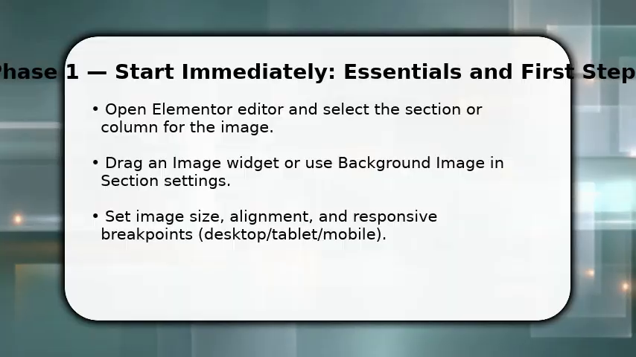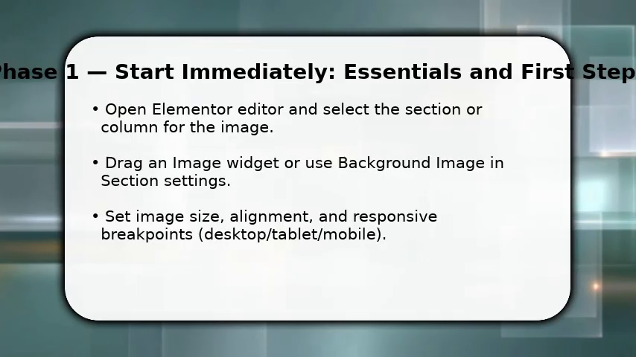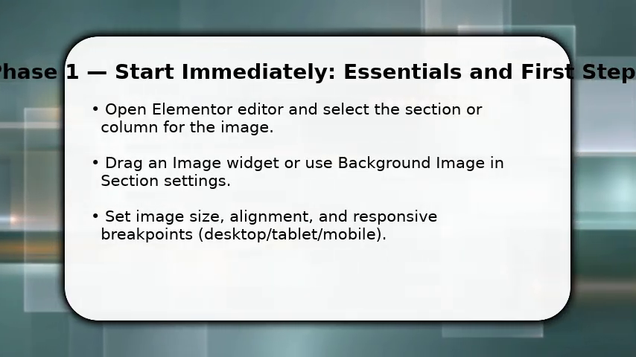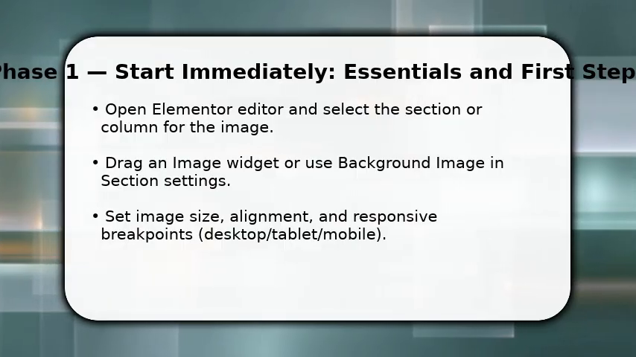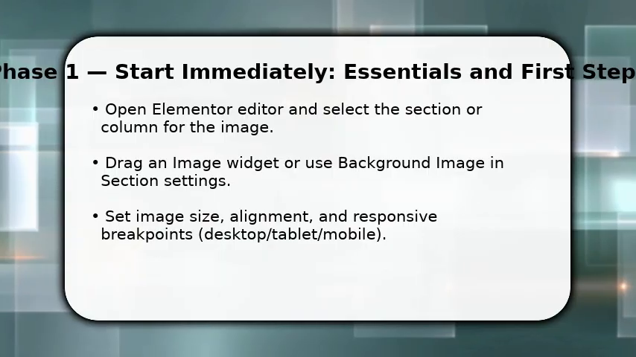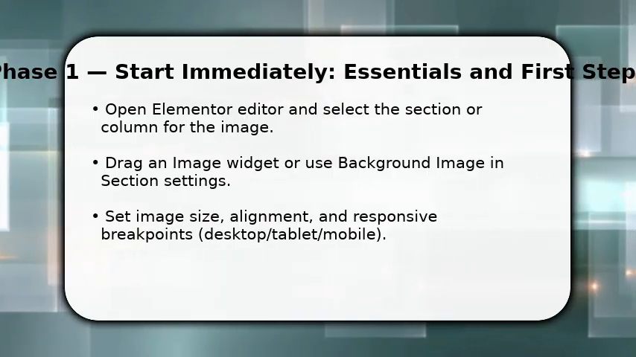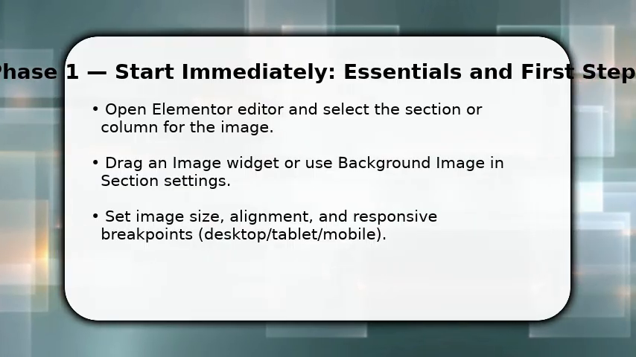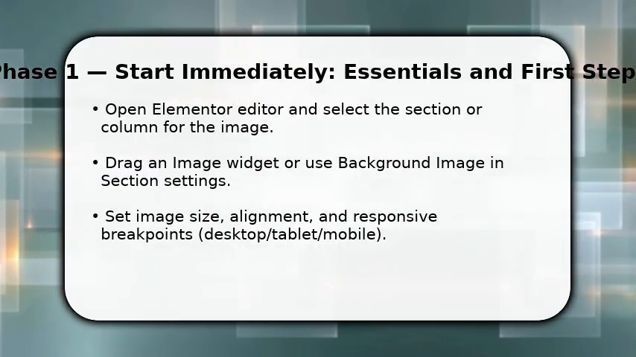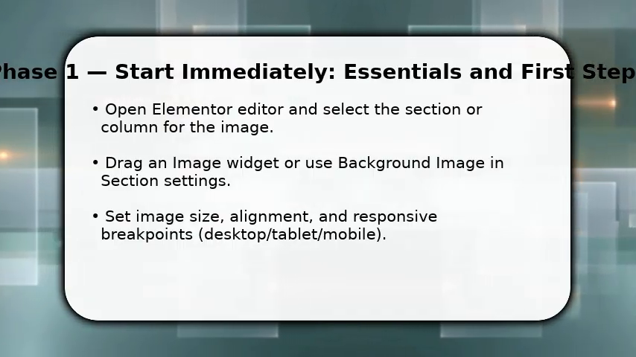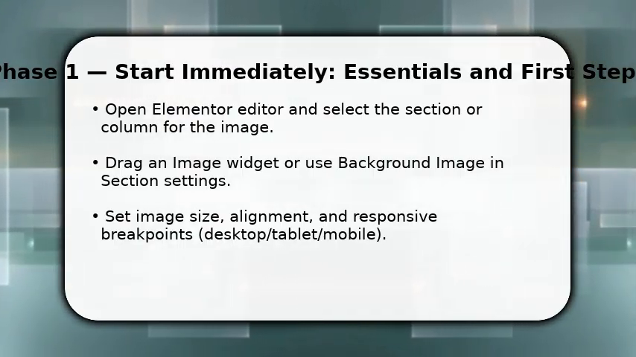Enjoy the video. You start by preparing the canvas and placing your image where the overlay will sit. First, open Elementor and pick the section or column, then drag an image widget or set a background image in the section settings. Once done, choose the exact image size and alignment, and make sure to check responsive breakpoints for desktop, tablet, and mobile. You do this early so layout shifts are avoided later. This saves time when adding overlays and text layers.